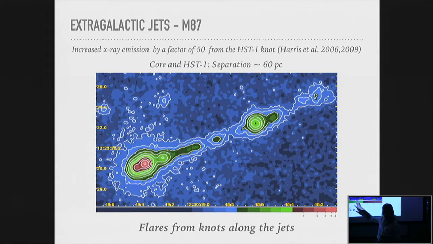This picture shows the M87 jet imaged with the Chandra instrument. Thanks to the improved angular resolution of Chandra, down to 0.5 arcseconds, we have been able to detect increased emission by a factor of 50 in 2004. And we have learned that this huge X-ray flare was not originating from the core, the region close to the supermassive black hole, but from the HST-1 knot. The projected distance between the core and HST-1 is about 60 parsecs. At the same time, when the X-ray emission peaked, we also detected a gamma ray flare.